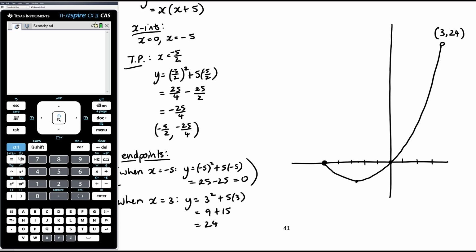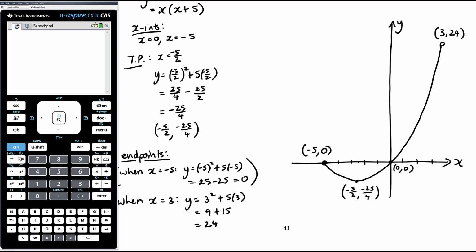It's a not included endpoint, must be clearly a hollow circle, and we label with coordinates at the point. Always label with coordinates, label at the point rather than marking 24 and 3 here. It's less ambiguous. The turning point is at -5 on 2, -25 on 4. X-intercept at 0, 0. We don't technically need to label 0, 0, and negative 5, 0 we do need to label.